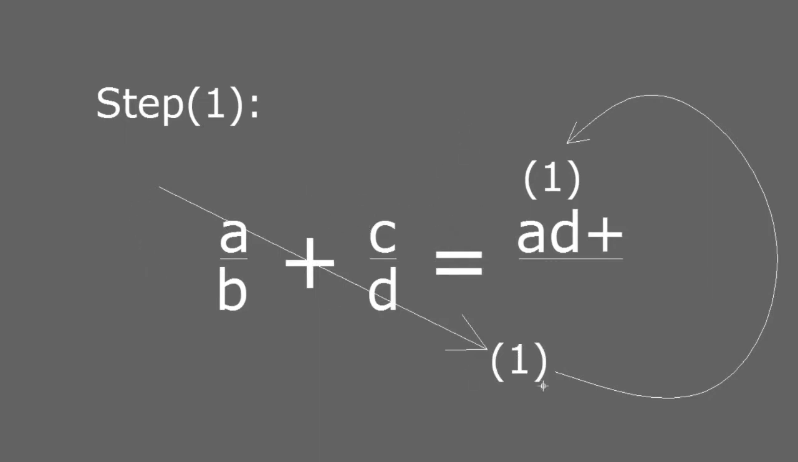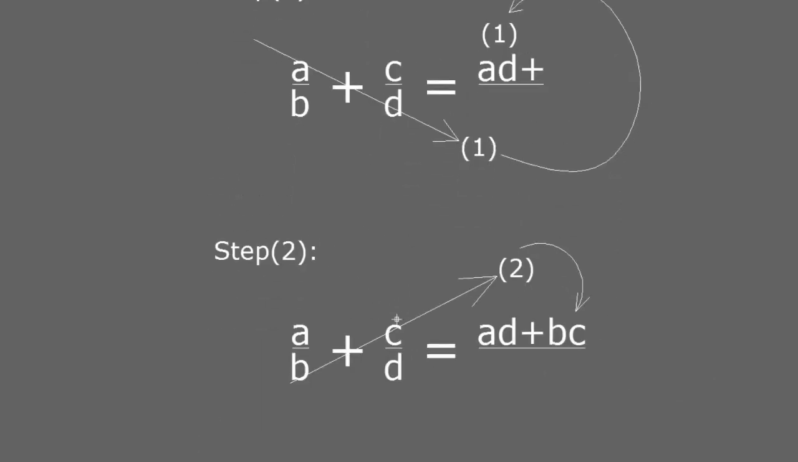So in the first stroke, you go through the a, which is the numerator of the first fraction, and you go through d, which is the denominator of the second fraction. That goes on the other side of the equation in the numerator. So you have a times d.